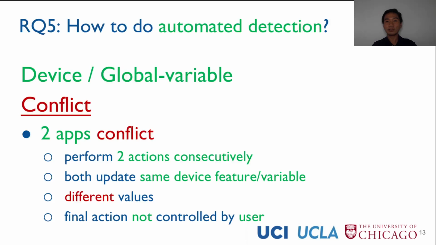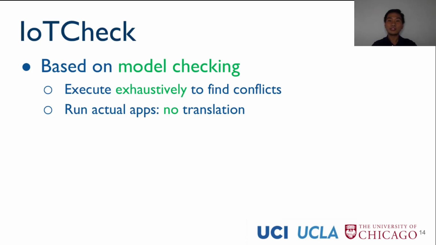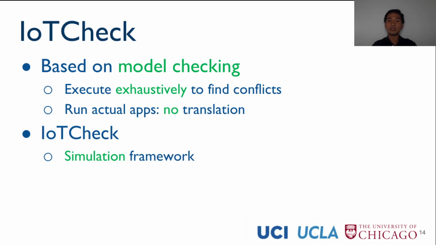Based on this insight, we created our automated detection tool called IoT-Check. IoT-Check is based on model checking to execute a pair of apps exhaustively so that the execution trace would contain the two actions that cause a conflict according to the definition. Learning from the existing work, we also run the actual apps without any translation because translation can cause loss of expressiveness. We created IoT-Check as a simulation framework that mimics the operation of the actual SmartThings platform.